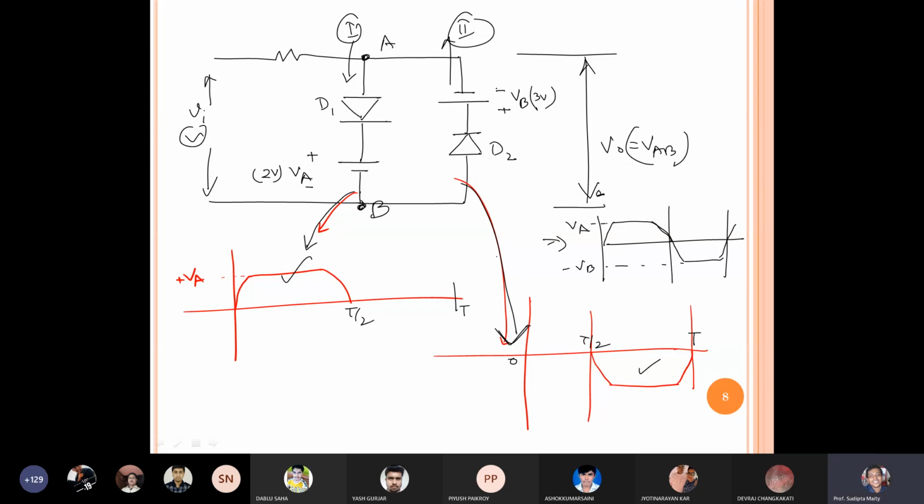Okay, and now when I am giving this one, in this case D1 is on, D2 is off condition. In this case D1 is off condition, D2 is on condition. So that's why for the positive half cycle I am getting this kind of output, for the negative half cycle I am getting this kind of output. So if you add these two circuits, then the final resultant will be this one, this for circuit 1, and this is for circuit 2. Okay, is it clear? Yes sir. Is there any doubt still?